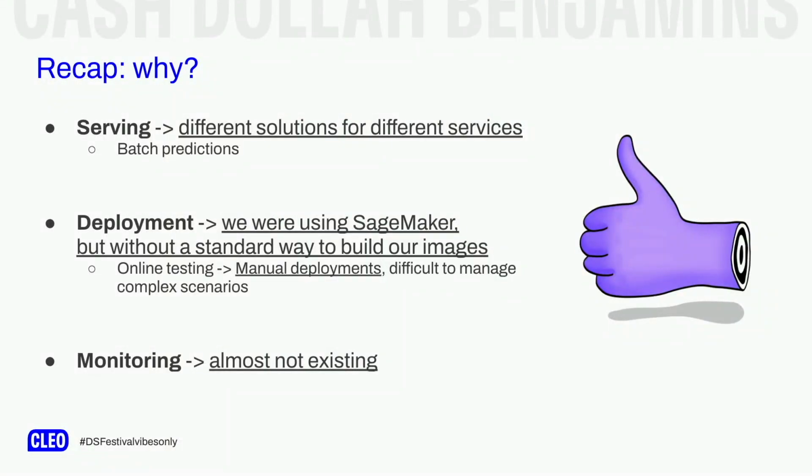Okay, so a quick recap of the why. We said that we have serving, deployment, and monitoring. We want to have those three things. But what did we have before the framework? Before the framework, we had different solutions for different services regarding serving. We were using SageMaker for deployment, but without a standard way to build our images. And we had almost no monitoring.